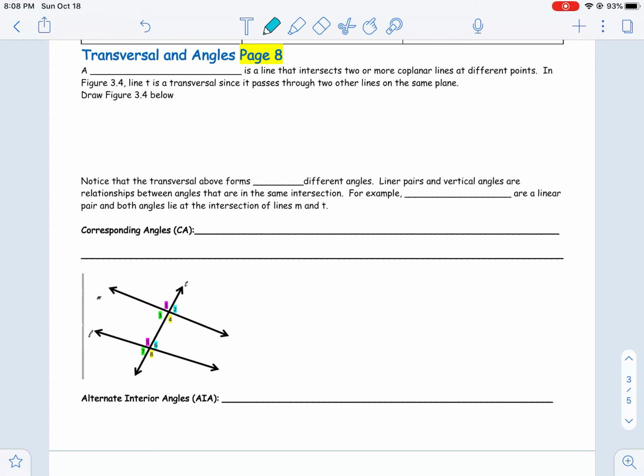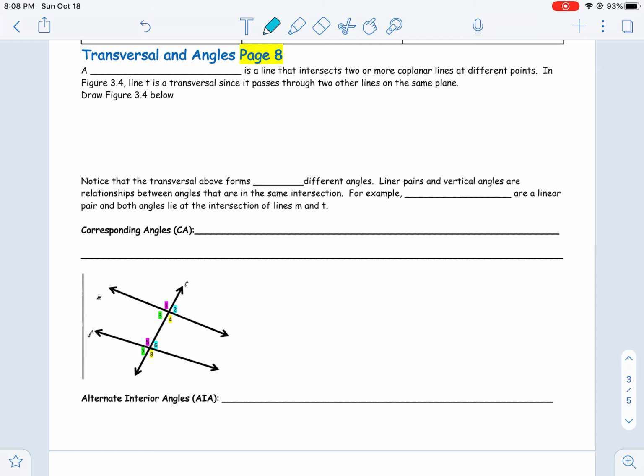All right, and our last little chunk is talking about lines and parallel lines having something called a transversal, and what kind of angles are formed because of that transversal, okay? So this is probably one of my favorite topics in geometry, so let's get at it.